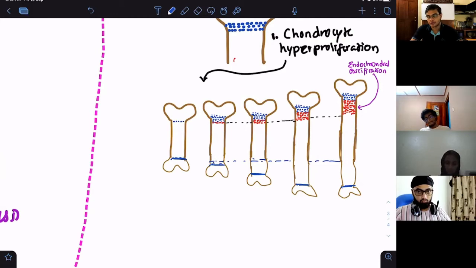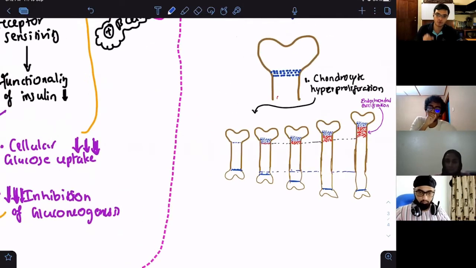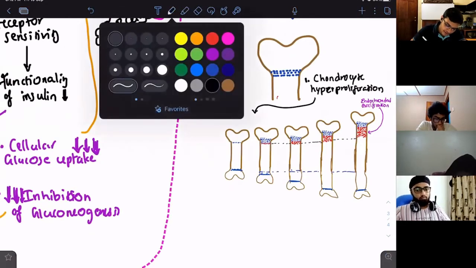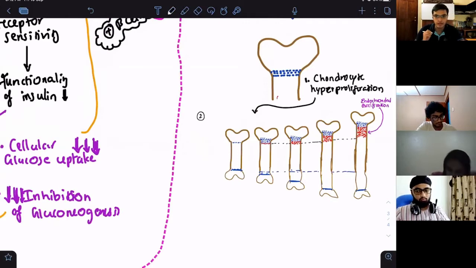Now, is it clear up to this? Another thing. So this is what happens when growth hormone comes and binds, one of the first things. Another thing that happens, guys, when growth hormone comes and binds, you can put it in this diagram itself. We can show there is going to be increased protein synthesis.